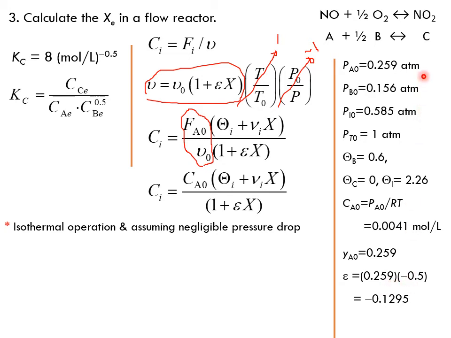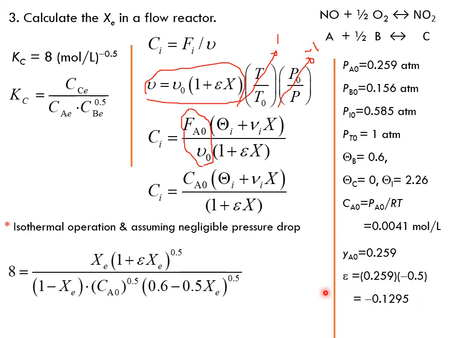How do you find delta? Of course, we find it from this equation: 1 minus 1 minus 0.5, so we have minus 0.5. So now this is the value of epsilon. Okay, so there we go. This is the expression after substituting for Cc and Ca and also Cb to the power 0.5.